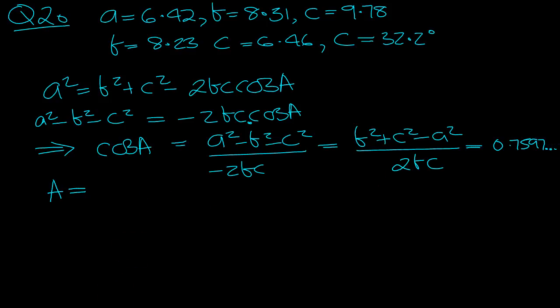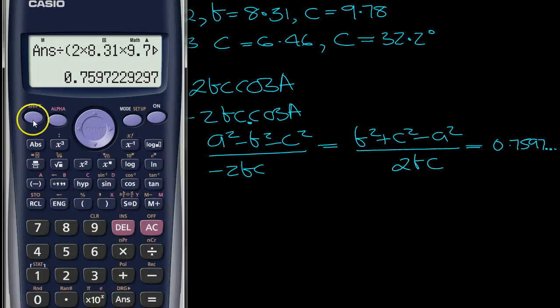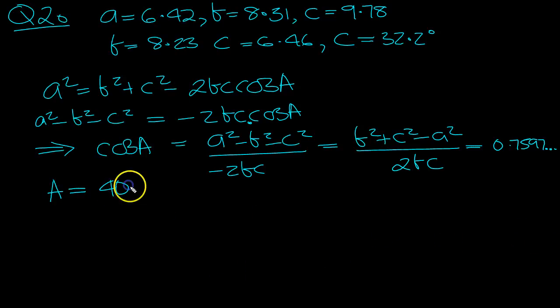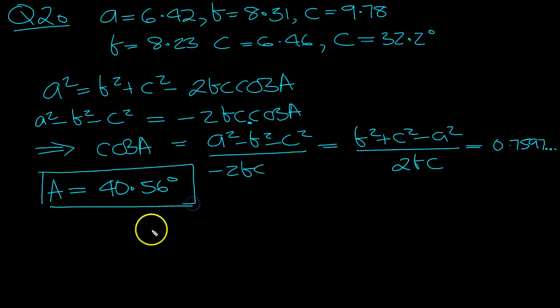So shift cos of answer, 40.56. Okay, 40.56. So this is more accurate than the notes, I think, where it's rounded to 1 dp and generates an error, more of a margin for error.